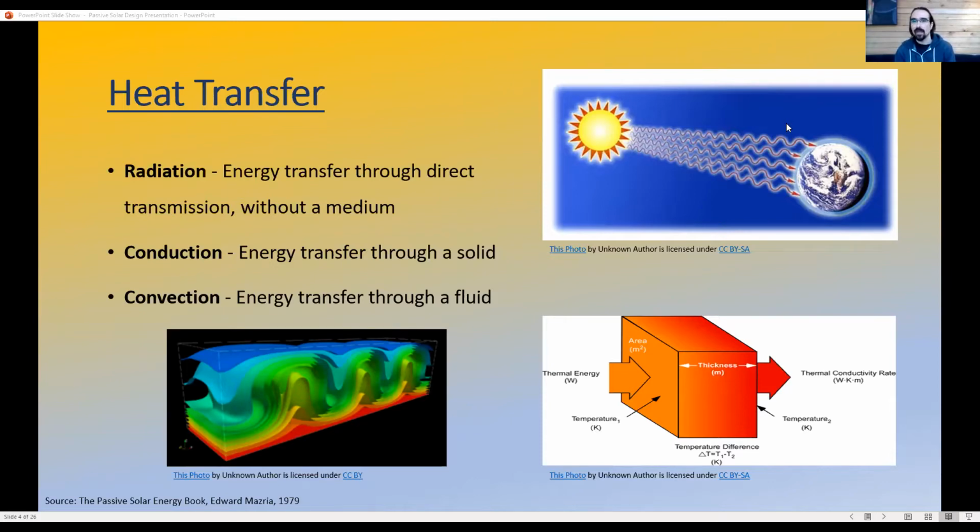Conduction is that energy transfer through a solid material, and all materials that have mass transfer energy at their given rate. Convection is an energy transfer through a fluid, which includes gases and liquids, and passive solar design utilizes all of these methods of energy transfer.